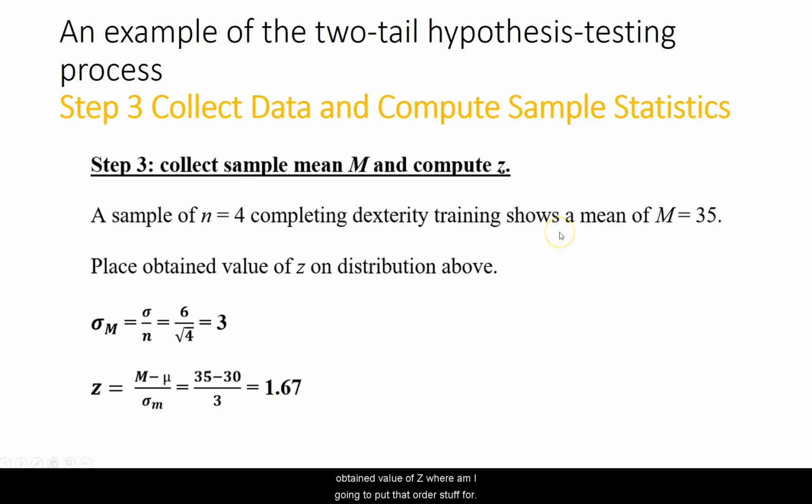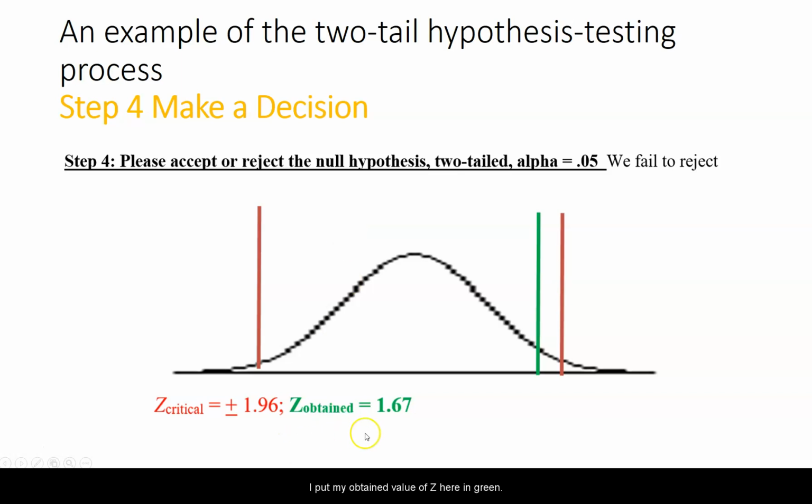And where am I going to put that? Here's step 4. I put my obtained value of z here in green, and here are my critical values of z, the goalposts, if you will, here in red. Now, the question is, did it fall outside, over here in these critical regions? It could have fallen in either of the 2 critical regions, and it did not. So what are we going to do? We're going to fail to reject the null hypothesis. We did not achieve statistical significance.